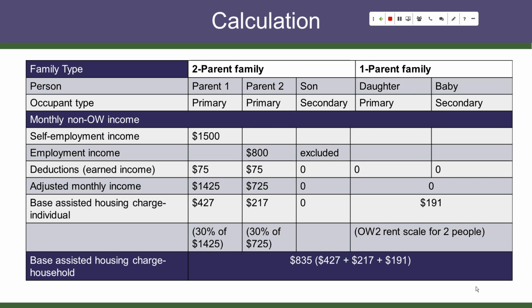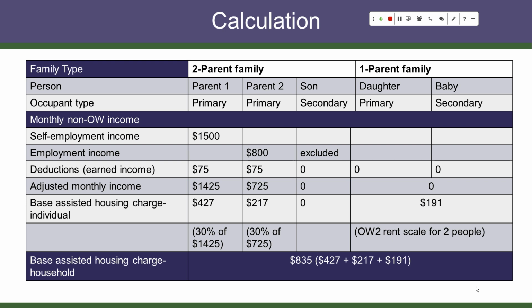So when we look at this, we've got the two-parent family, Juan and Maurizia, and we have self-employment income for Juan, employment income for Maurizia, and of course, as I mentioned, their son Miguel is exempt, so his income is excluded. Then we have Carmen and her daughter, who would have Ontario Works. So we'll focus on just the two-parent family for now and work down to their calculations.